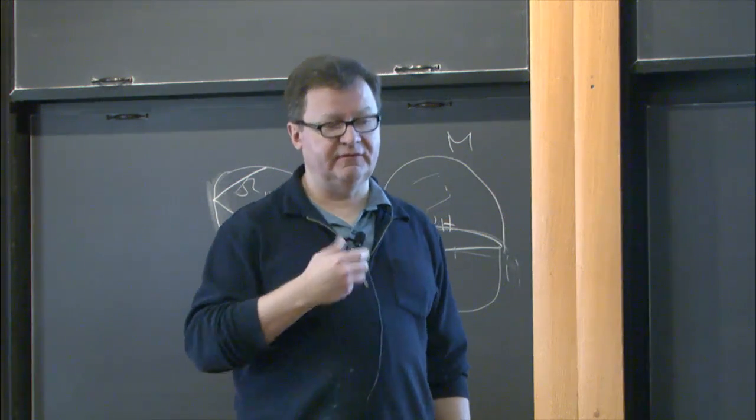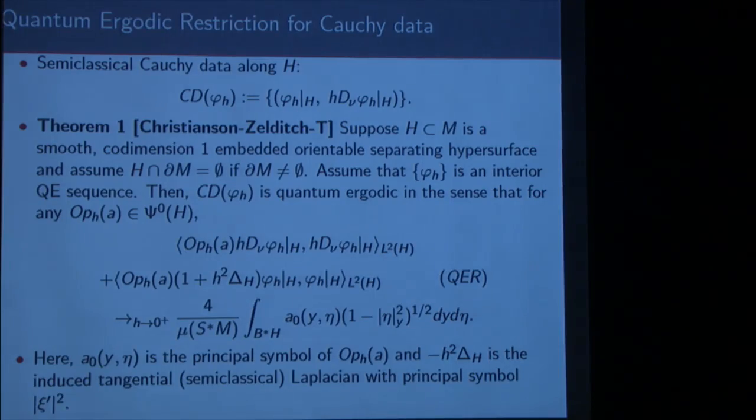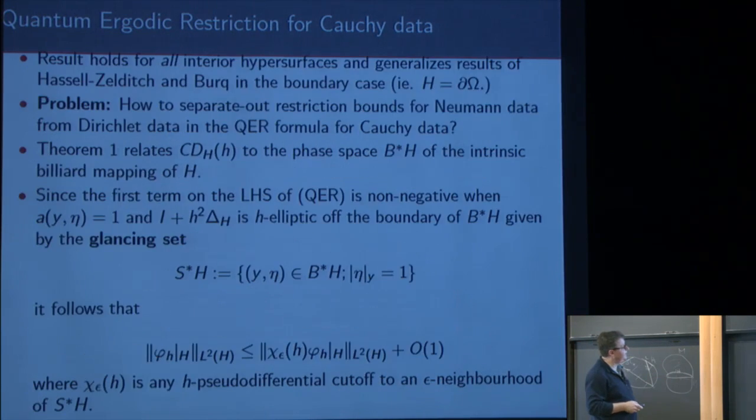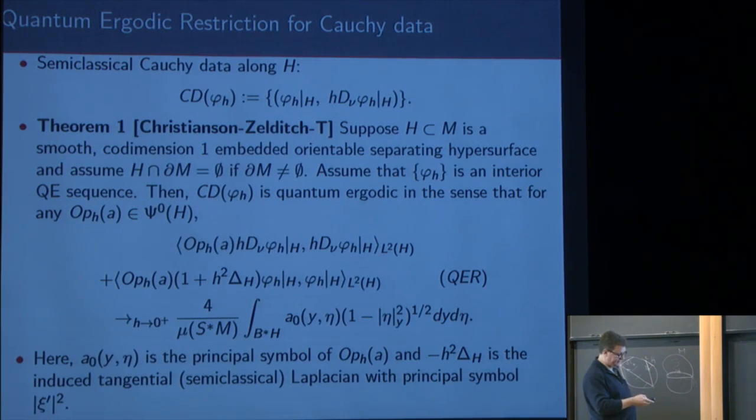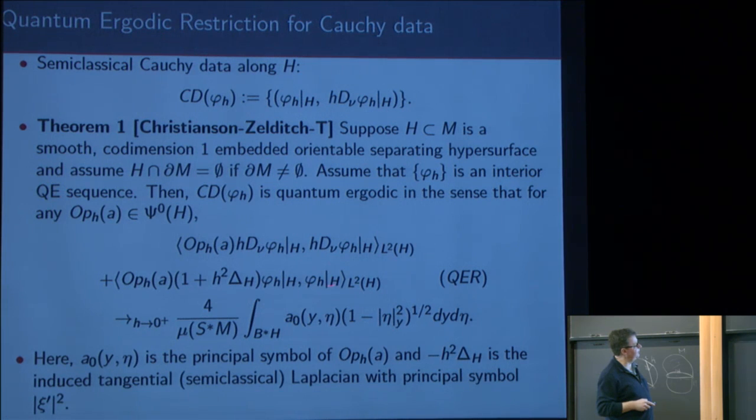Now I want to get something along H, but I get it for the Cauchy data: the normal derivative and the Dirichlet data. And what you get looks almost like what you would expect. It looks almost like a sum of squares of Neumann data and Dirichlet data, and this is just some volume. Okay, so this is what you want.